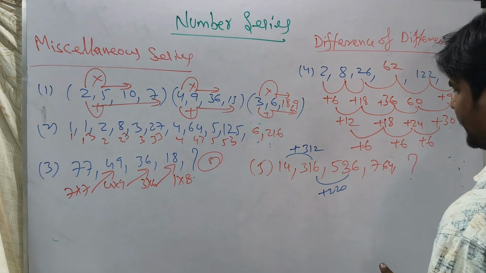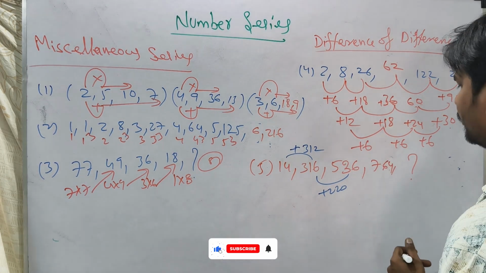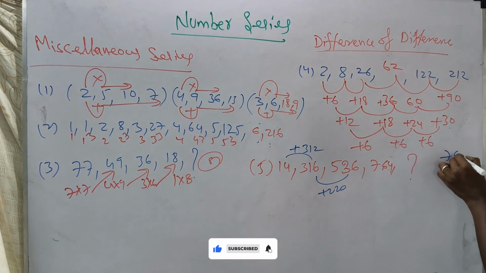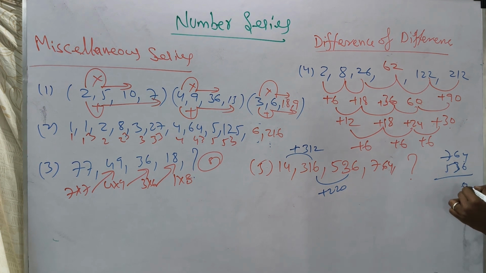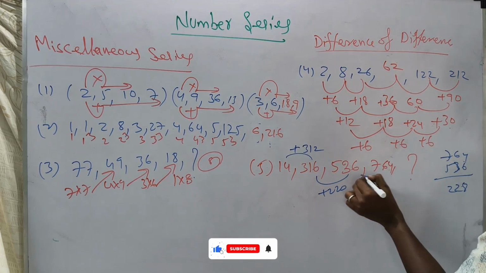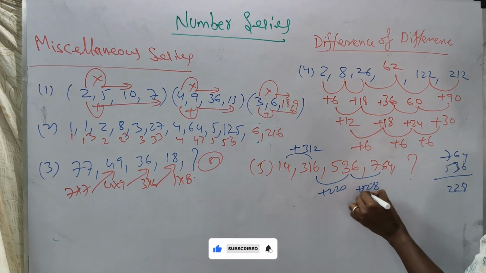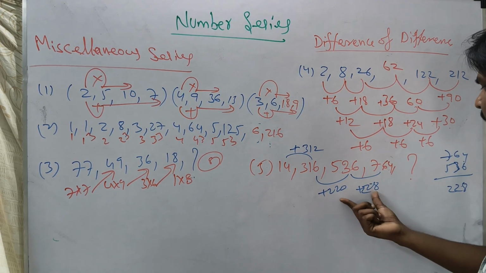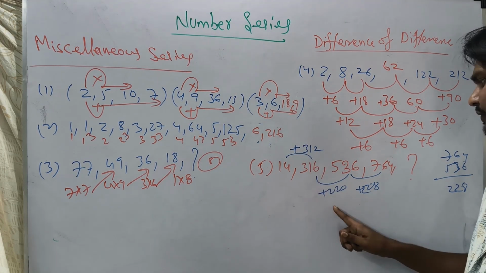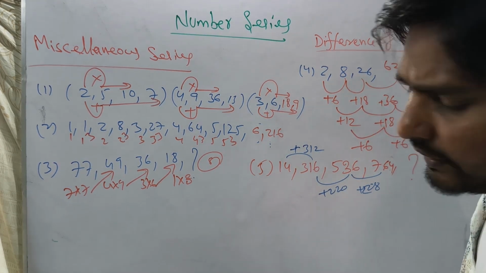Now if we do subtraction of 764 and 536, what is it? 14 minus 6 it is 8. Correct? Next, 5 minus 3 is 2, and 228. Is there any way possible here? Is there any logic you are getting? 312 and again 220, the difference is very less here. Here to here the difference is more, and you are not getting it in this way.